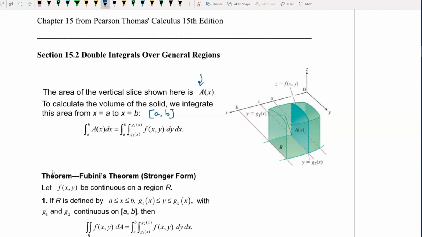So here we have the integral of A of x with respect to x, from a to b. That is equal to the outer integral from a to b, and the inner integral from g1(x) to g2(x) of f(x, y) dy dx. The inner integral is with respect to y, and the outer integral is with respect to x.